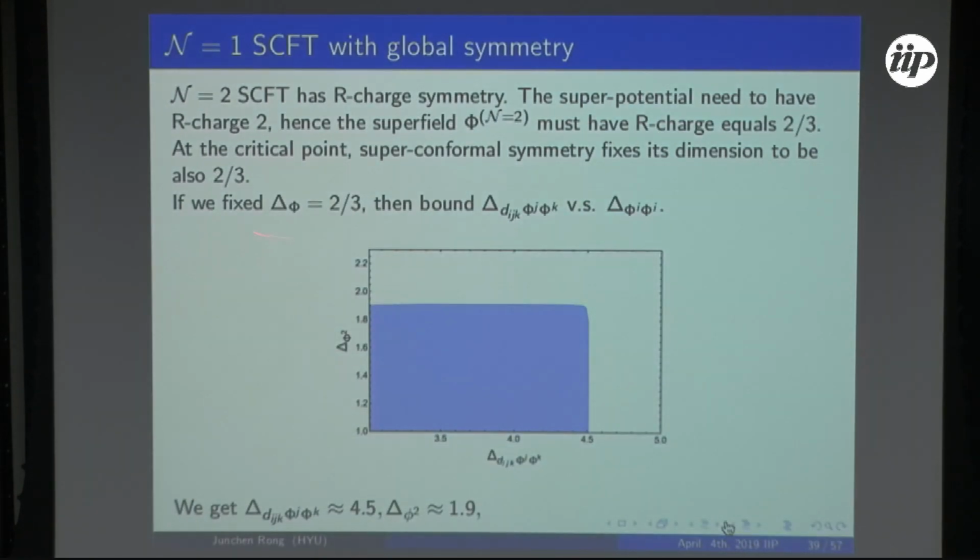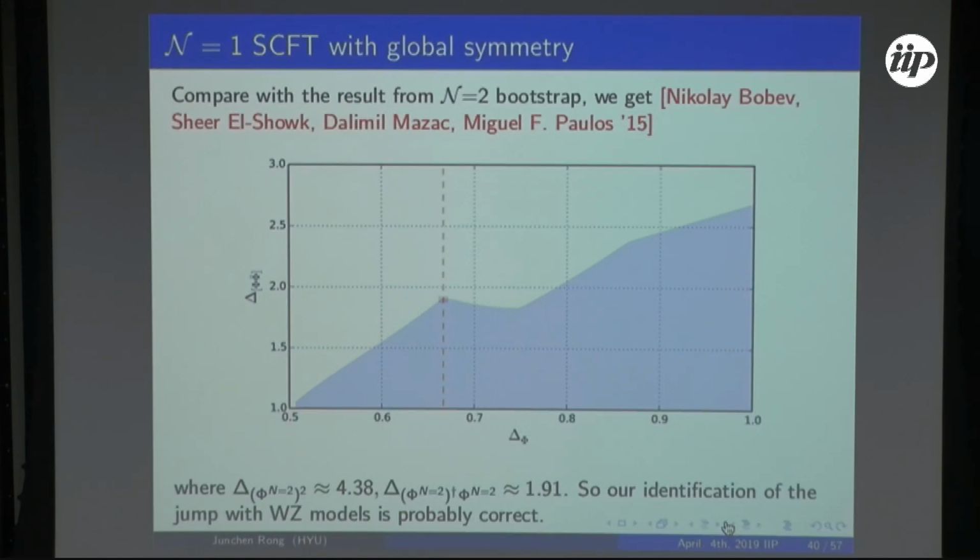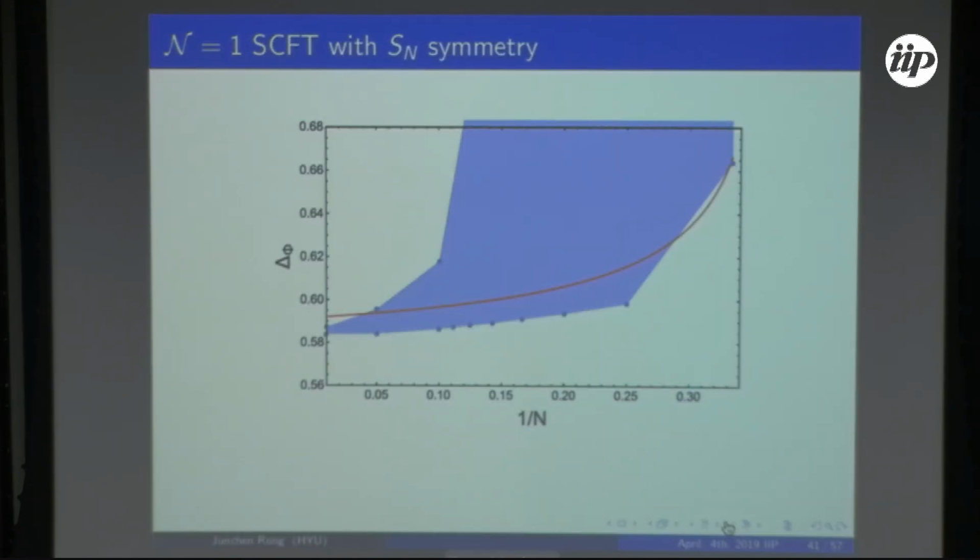If we fix delta phi to be 2/3, then we can bound this operator and this one. You get a curve like this. This one is approximately 4.5, and this capital phi squared is 1.9. You can compare with the known result from the bootstrap, and you get similar values. We are confident that this identification is correct. We can do further.